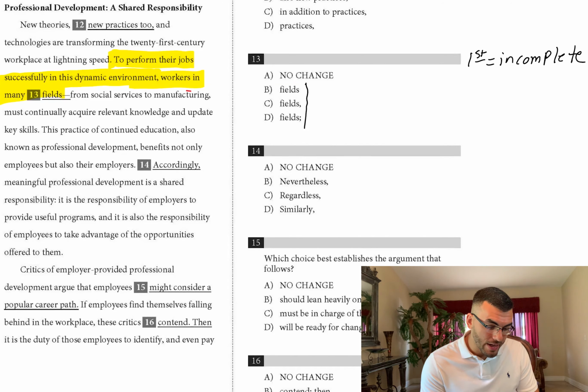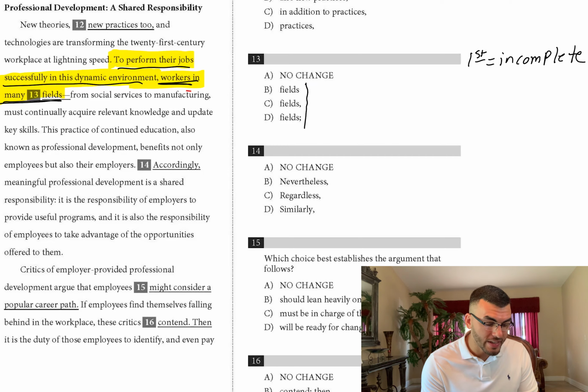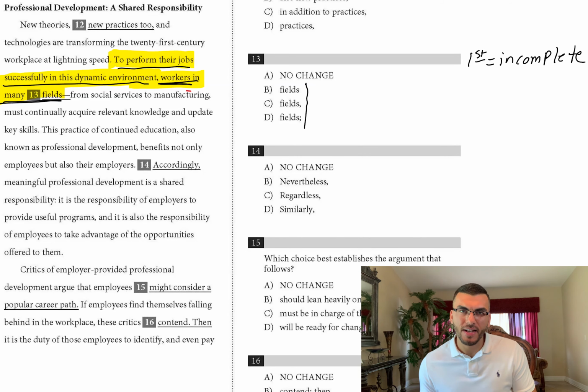It has a subject, workers in many fields. What are the workers in many fields doing? Perform their jobs successfully in this dynamic environment. So it has a subject, it has a predicate, but it's not a complete thought. If we read it, it stops abruptly.